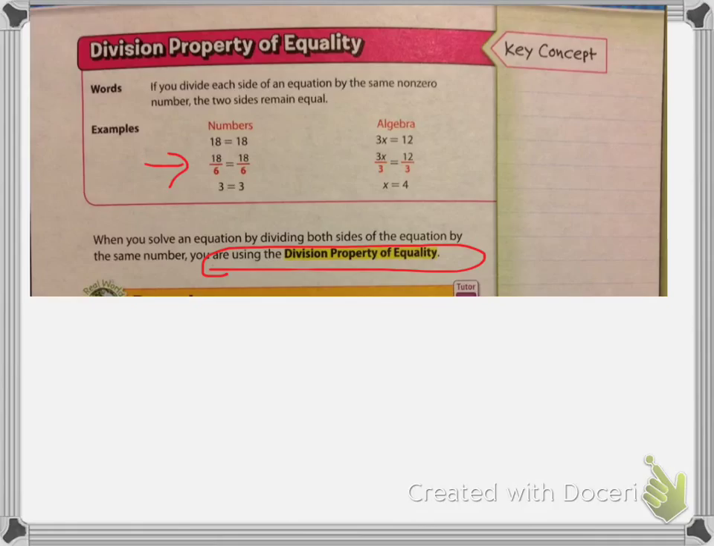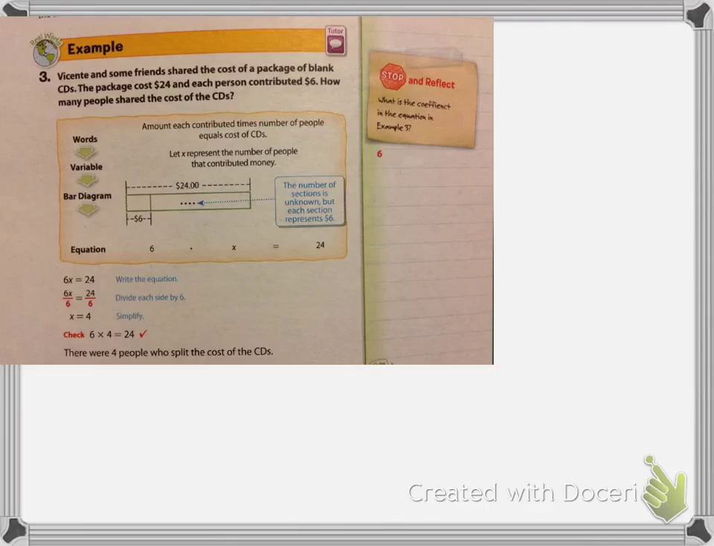As promised, it did say that you were going to learn to solve the problems using a bar diagram, so let's go ahead and take a look at that. It says Vincent and some friends shared the cost of a package of blank CDs. The package cost $24 and each person contributed $6. How many people shared the cost of the CDs? So the first thing that they've done is changed it into words. Amount each contributed times number of people equals cost of CD. So then they've also defined the variable.